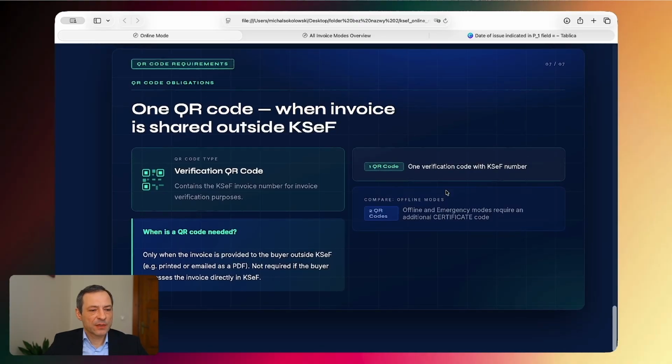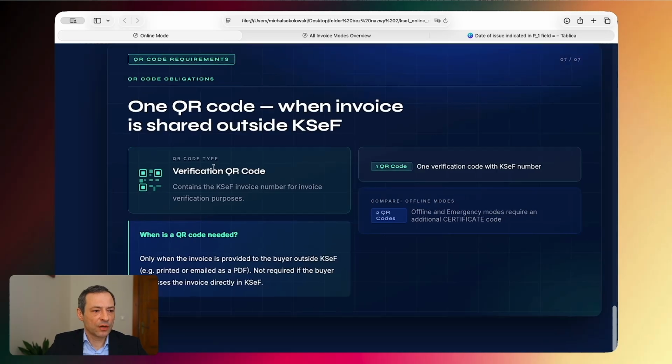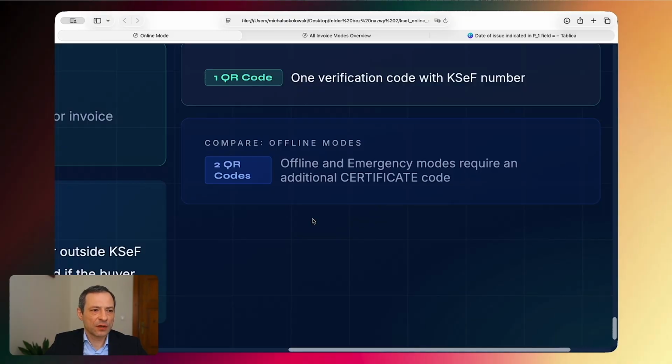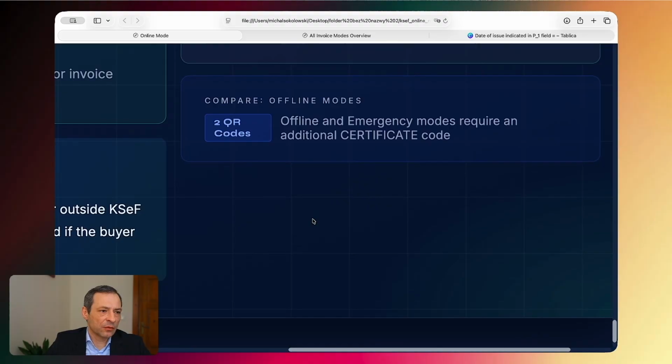There are also special requirements when it comes to the QR codes that should be indicated on a visualization of an invoice issued in the online mode. Such an invoice has to contain a QR code for verification purposes. There is only one QR code indicated on an invoice issued via the online mode. After scanning this QR code with a QR code scanner, the information regarding this invoice will show up in your internet browser.